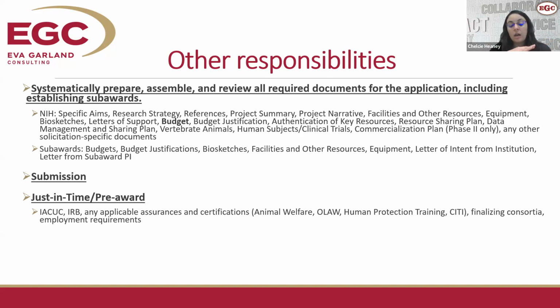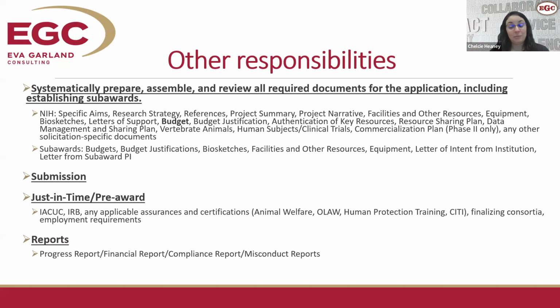You don't need to spend that time getting everything set up, like getting IRB approval, prior to being able to start. At this point, your small business will also need to verify that it has different assurances and certifications in place. So, for example, animal welfare or human protection training. And then also, if you have a subaward, finalizing that consortium, and ensuring that you're meeting any employment requirements. So, for example, for SBIR, having the PI primarily employed at the company at that time. And then there are a whole bunch of reports that you're going to be responsible for.